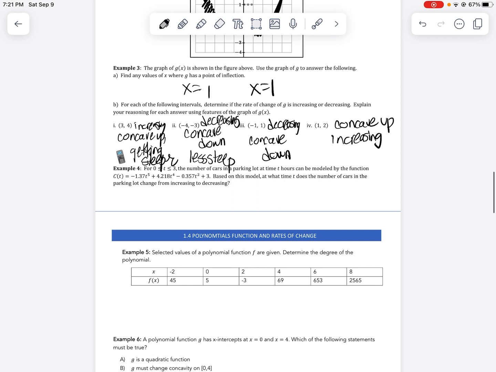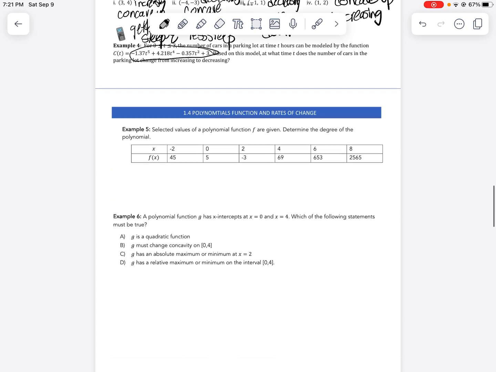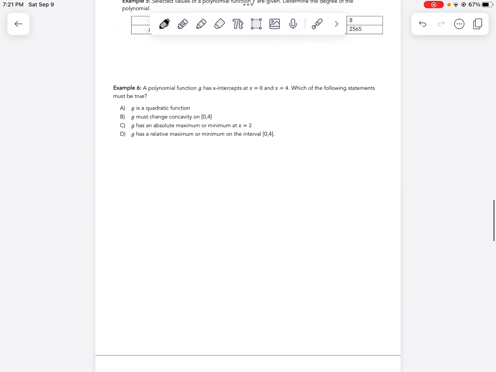All right, for the next one, for example, for 0 to 3, the number of cars in a parking lot at time t can be modeled by a function here. Based on this model, at what time does the number of cars in the parking lot change from increasing to decreasing? So this is one we would have to graph and estimate from our calculators. All right, and I think we're going to skip this last one. Well, maybe we'll look at this last one.